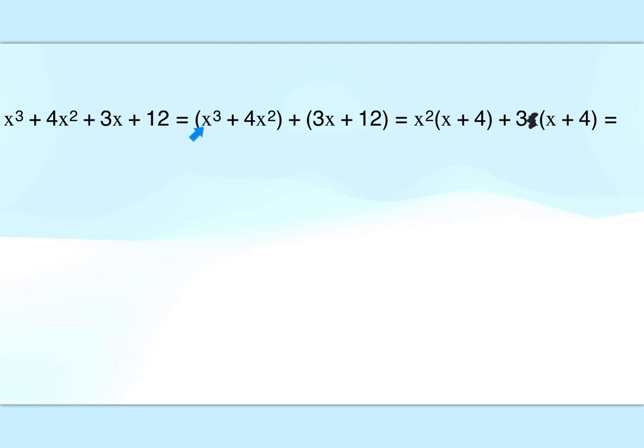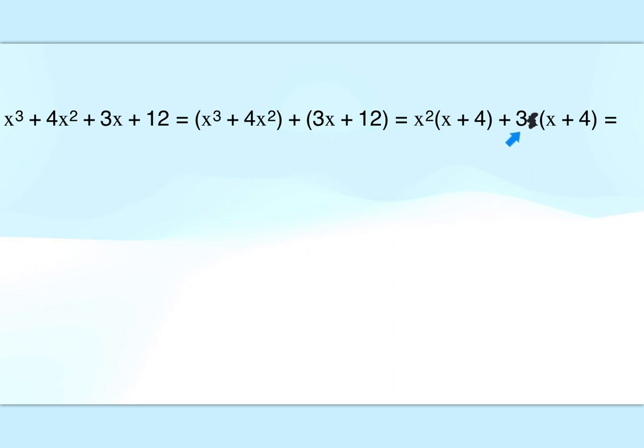And then the first two, they don't have a number in common, but they both have an x. And the highest power I can take out of both of them is an x squared, which is why this over here is x squared. So when I factor that out of the x cubed, I'm left with x. When I factor the x squared out of 4x squared, I'm left with 4. So again, just distributive property, reversed it out by factoring out the greatest common factor of these two that I grouped together and these two that I grouped together.